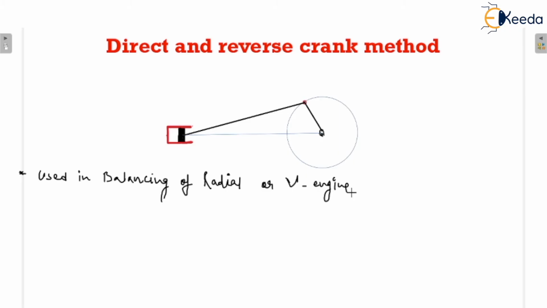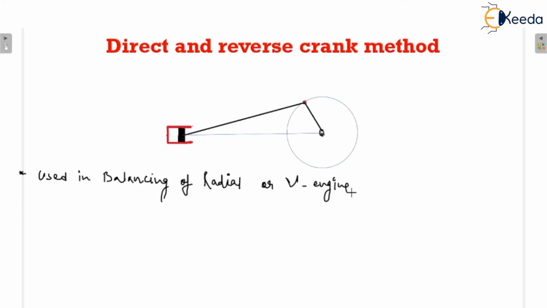Now, in this method the connecting rods are connected to the common crank, which is the general thing, that the connecting rod is connected to the crank. Since the plane of rotation of the various cranks in radial or V engines is the same, there is no unbalanced primary or secondary couple. I'm not talking about force, I'm talking about couple.